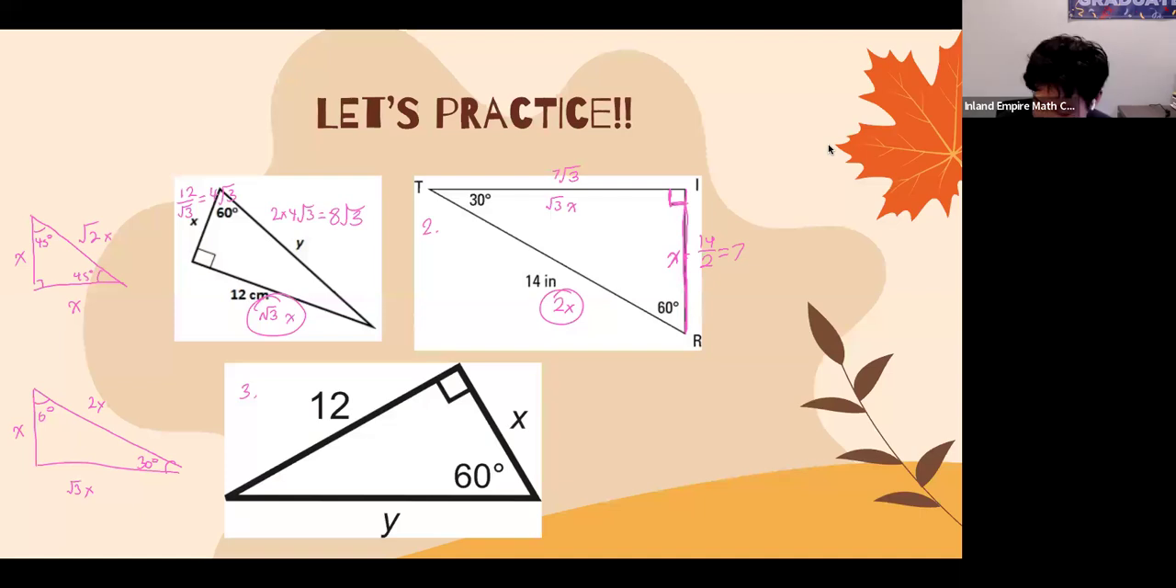So when you approach these problems, make sure the first thing you do is identify which side of the triangle you're working with. So in this case, it's the hypotenuse. In the case of number 1, it was the longer leg.